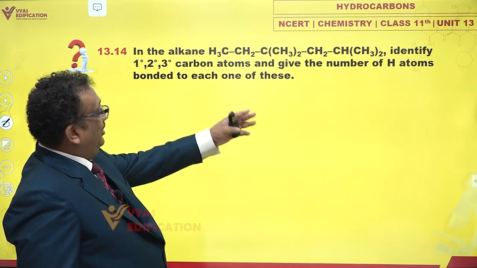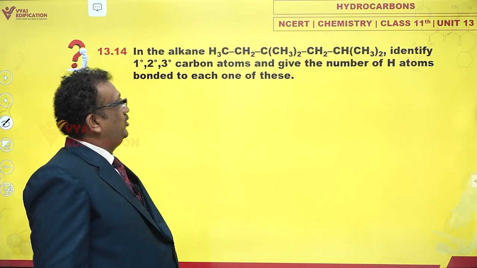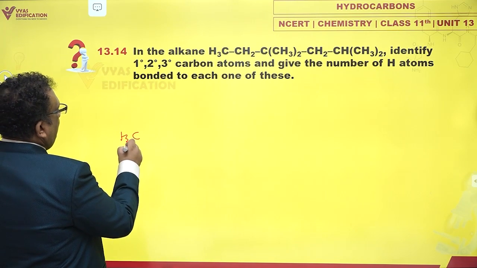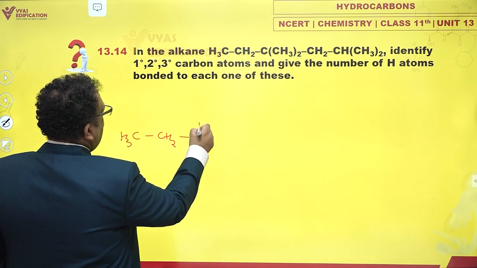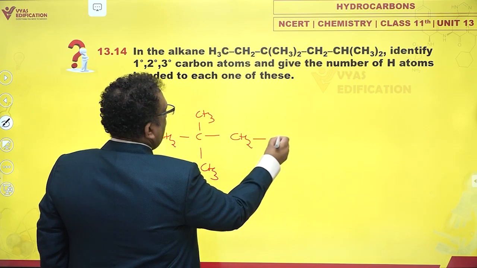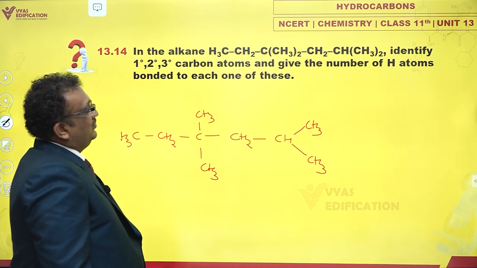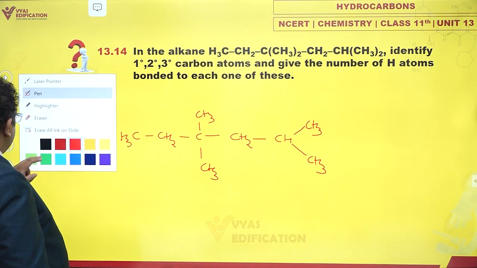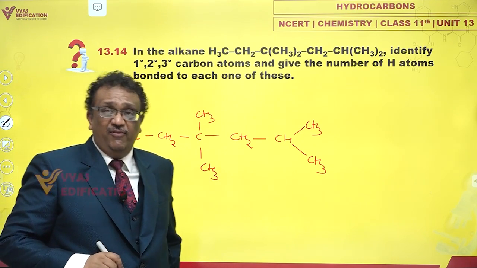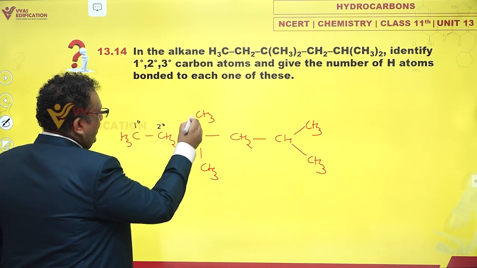In the alkane, identify primary, secondary, tertiary carbon atoms and give the number of hydrogen atoms bonded to each one of these. First, let us draw it properly. I have CH3, CH2, C, CH3, CH3, CH2, CH, CH3, and CH3. We have to identify primary, secondary, tertiary. This is primary. Carbon attached to only one carbon is called primary. This carbon is attached to two carbons, so this is secondary.